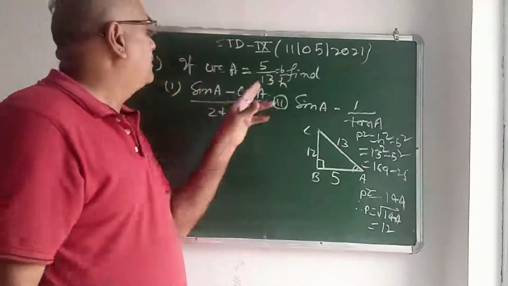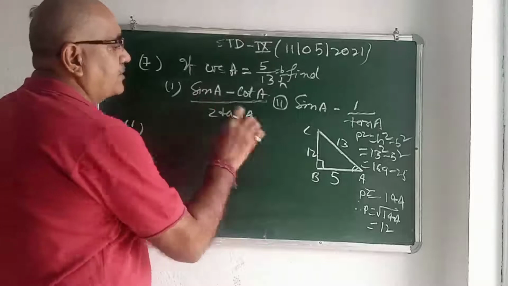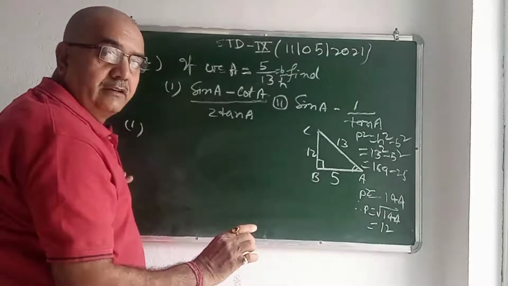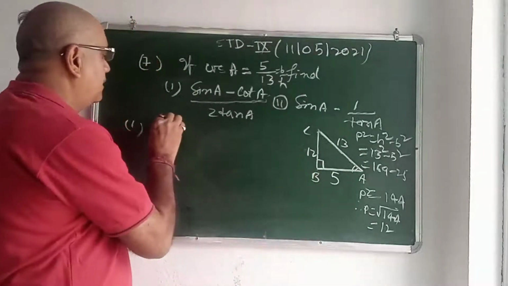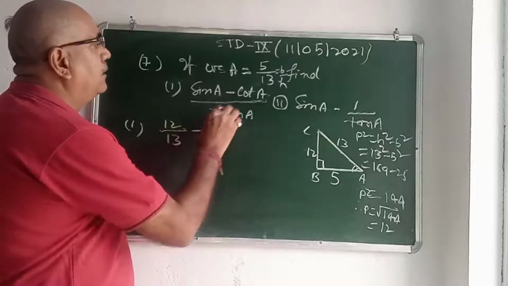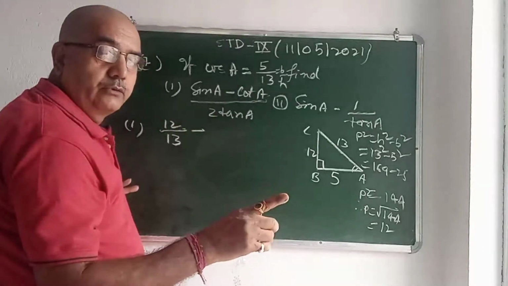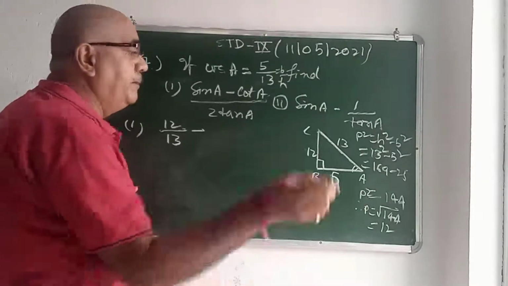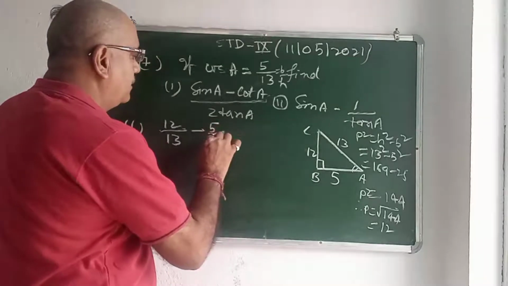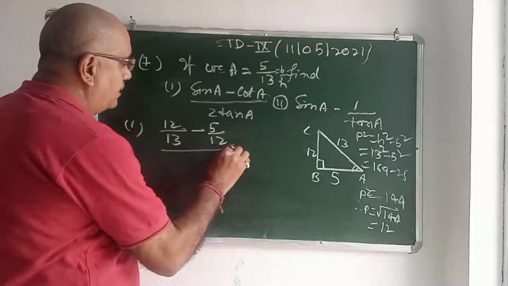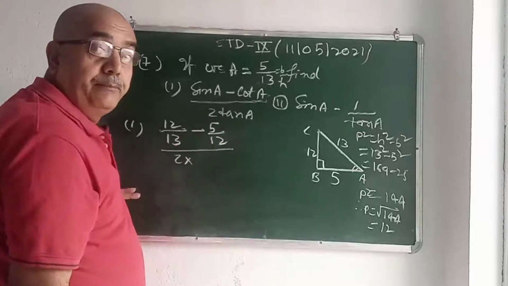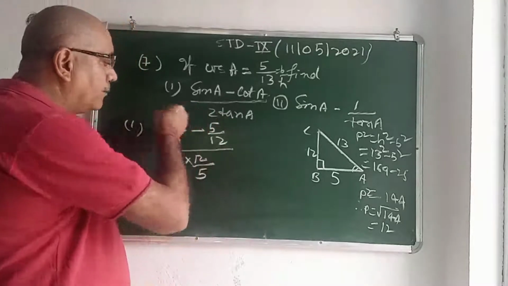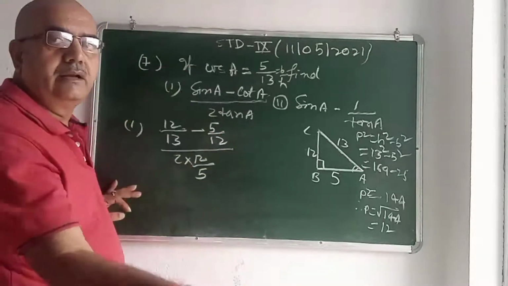Now find the value for the first question. Sin A is equal to P by H, perpendicular by hypotenuse, means 12 by 13. Cot A, cot is the reverse of tan. Tan is equal to P by B. So cot A is equal to B by P, means 5 by 12, by 2 tan A. Tan A is P by B, this is P, 12 by 5. Simplify it. That will be the answer.